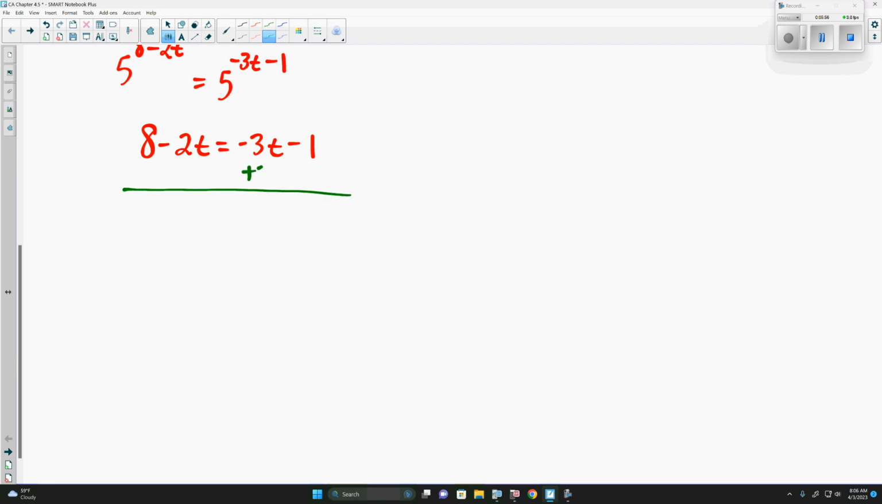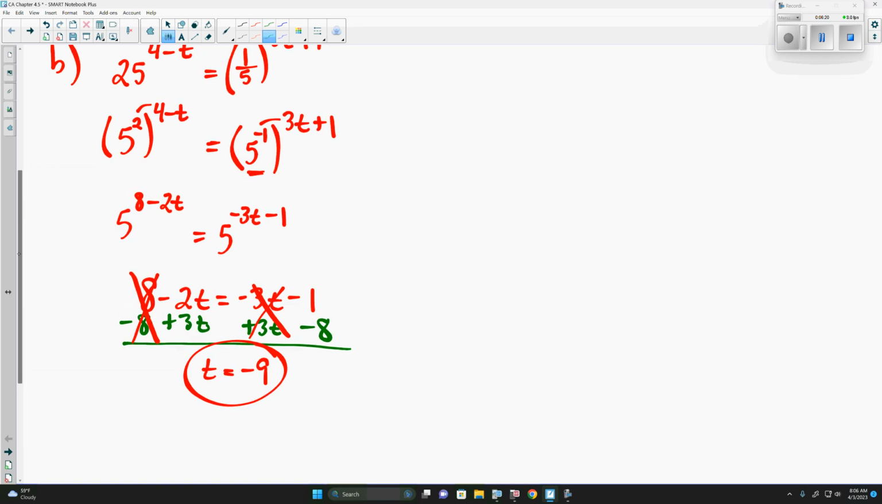Well, we can add 3t to both sides. We can also subtract 8. So 8 minus 8 is 0. Negative 2t plus 3t is t. Negative 3t plus 3t is 0. Negative 1 minus 8 is negative 9. And that there would be our final answer.